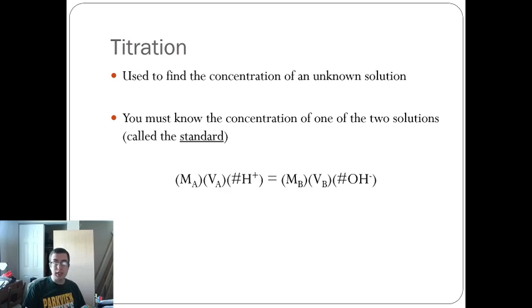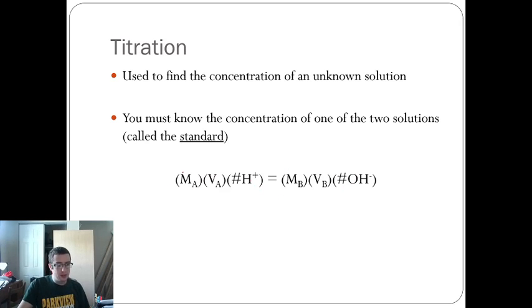But in order to do a titration, we have to know the concentration of one of those two solutions, which is called the standard. So the standard, it's called the standard because it's been through a standardized process to say this is exactly this concentration and all this other stuff. So this equation, and again, you will need to know it, but it is pretty simple. So each side has molarity, each side has volume. That's what the capital M is. Remember, capital M is molarity. Capital V here is volume. And then there's just this number of either H plus or OH minus.